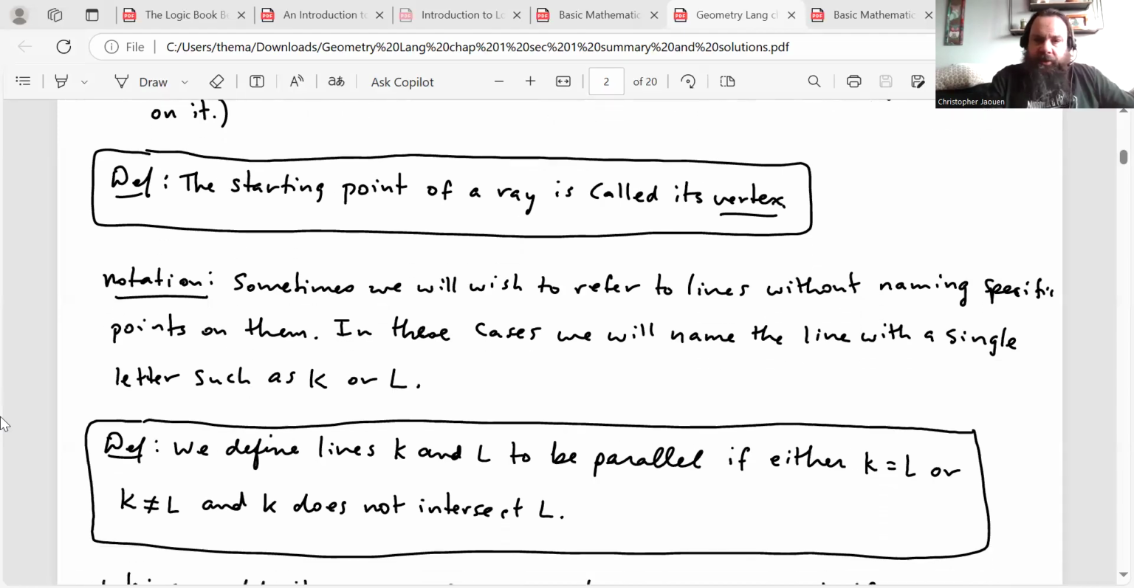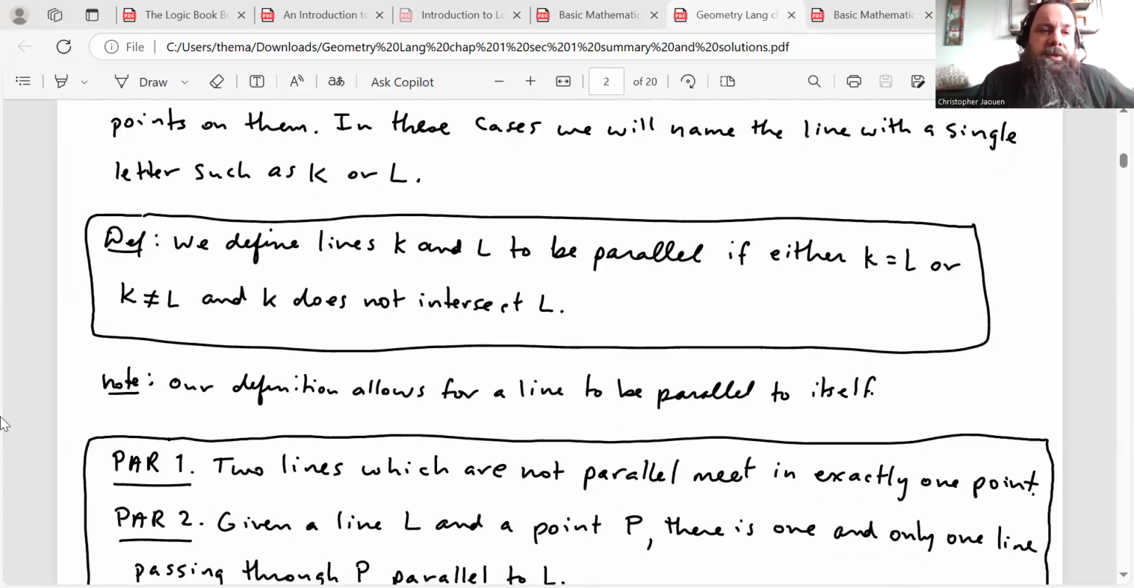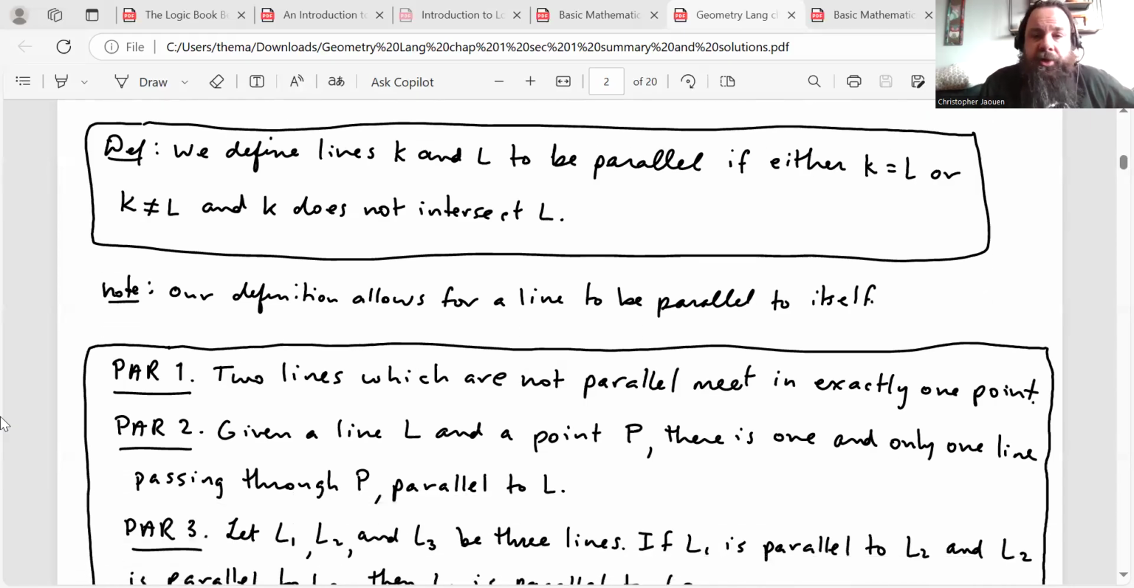And here's some notation. Sometimes we will wish to refer to lines without naming specific points on them. In these cases, we will name the line with a single letter, such as K or L. All right, definition. We define lines K and L to be parallel if either K equals L or K is not equal to L and K does not intersect L. And here's a note. Our definition allows for a line to be parallel to itself.